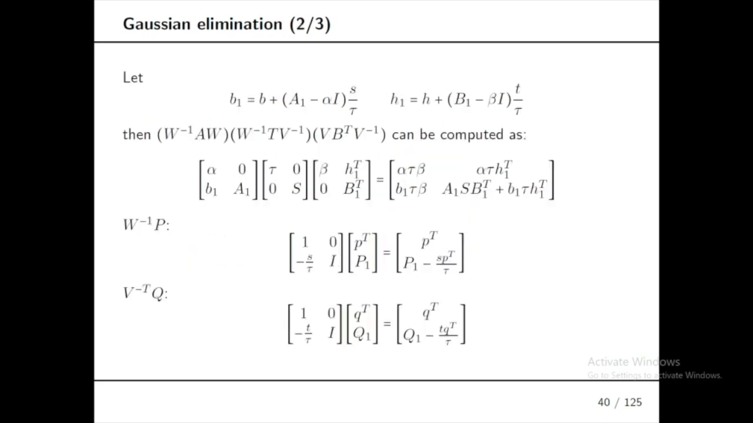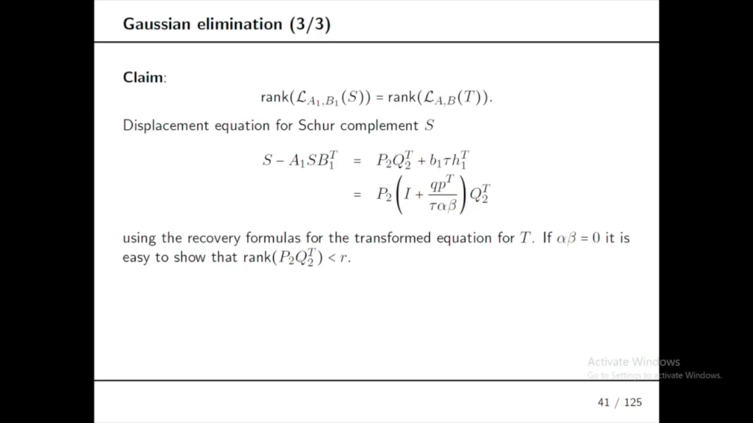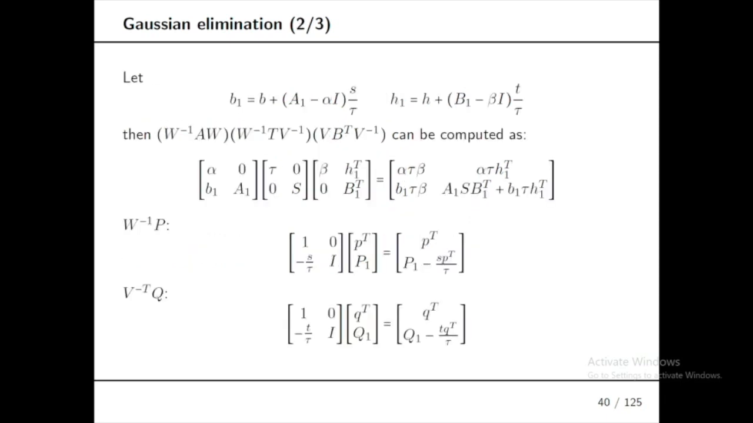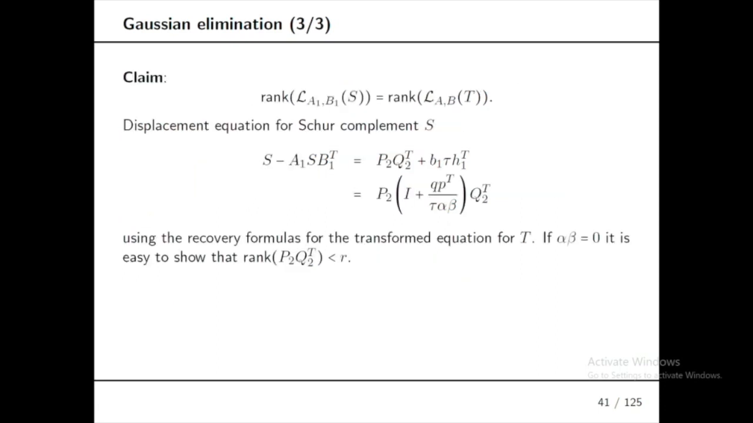So we go back and we mangle this equation. We just have to take this term to the right-hand side and discard the first row and first column of the displacement equation. You'll see that on the right-hand side for the Schur complement, it's P2 Q2 transpose plus this extra term, and you churn through some algebra, and you can see that it always factors like this. So what are alpha and beta? Alpha and beta are the 1,1 entries of the lower triangular parts of A and B. So if alpha and beta are non-zero, this directly shows that the Schur complement has the same displacement rank.